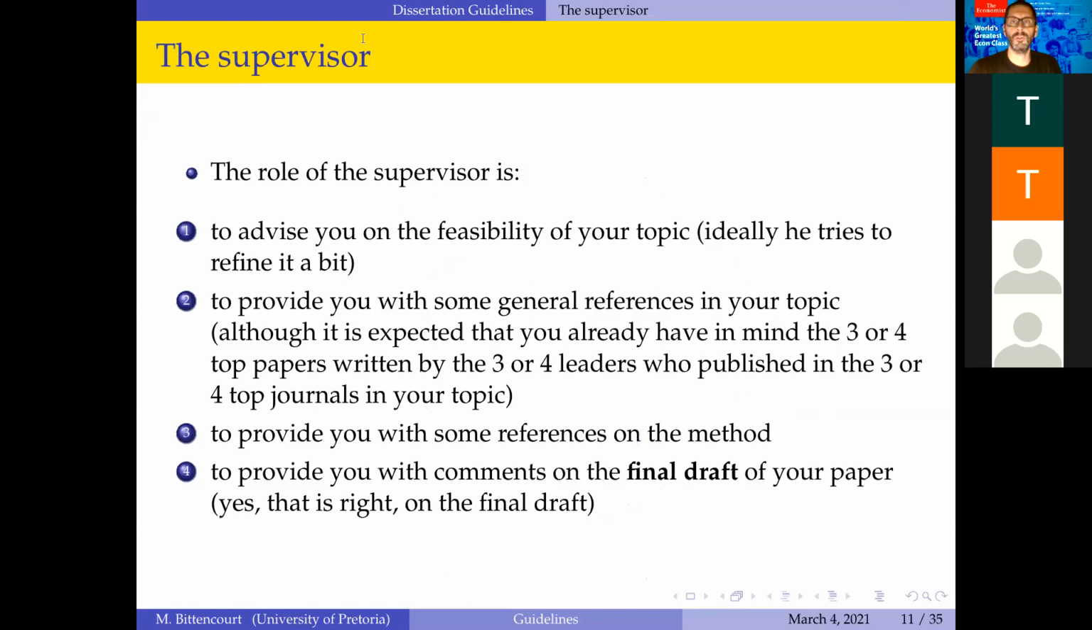The next topic would be the supervisor, but I think it's a good moment now for us to see if there are questions, comments, suggestions, complaints, even grievances. Anything? All clear up to this point? All clear. Okay. All clear, all clear. That's what I get here.